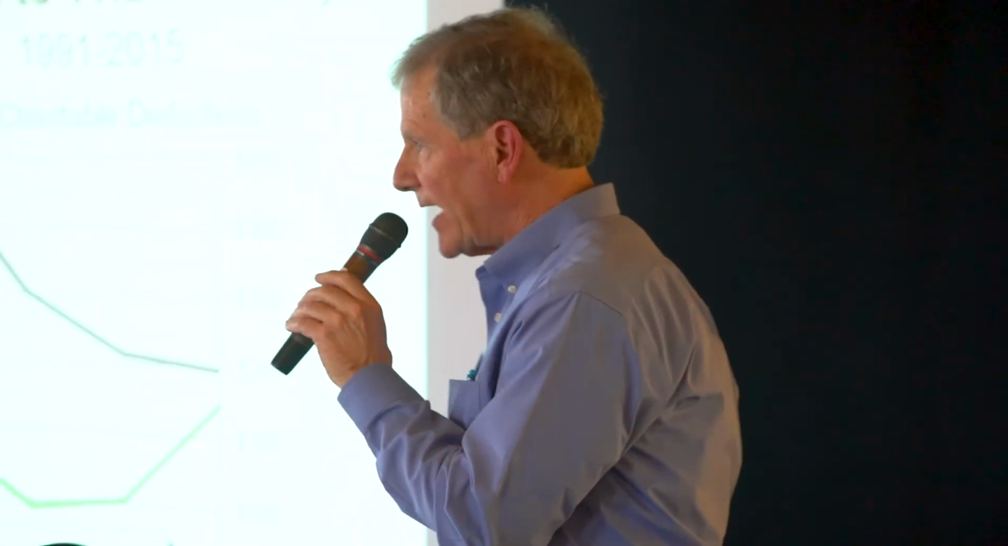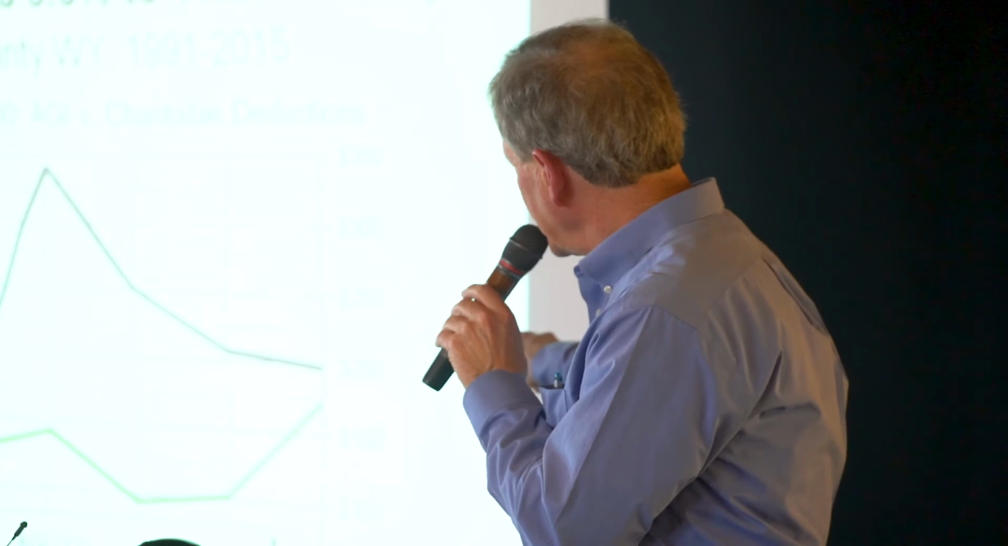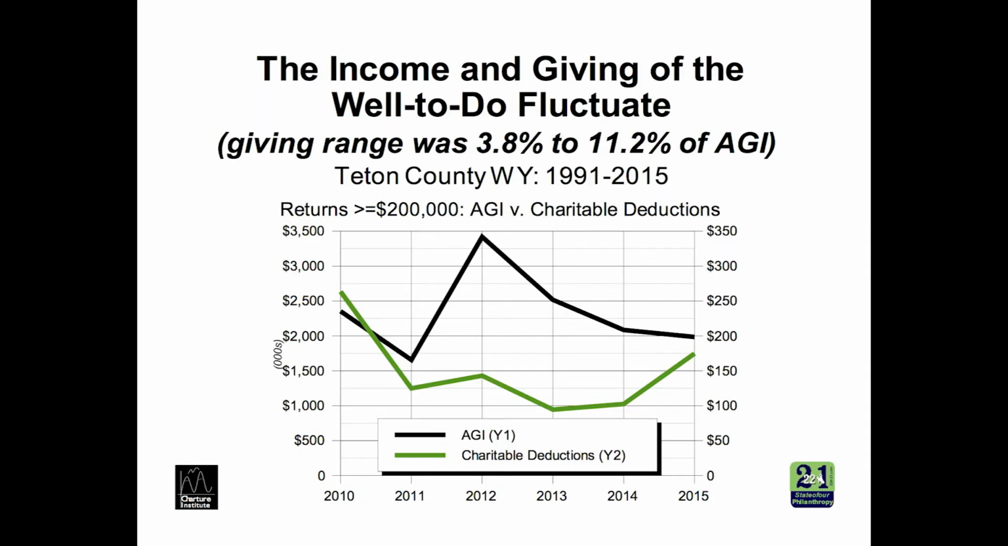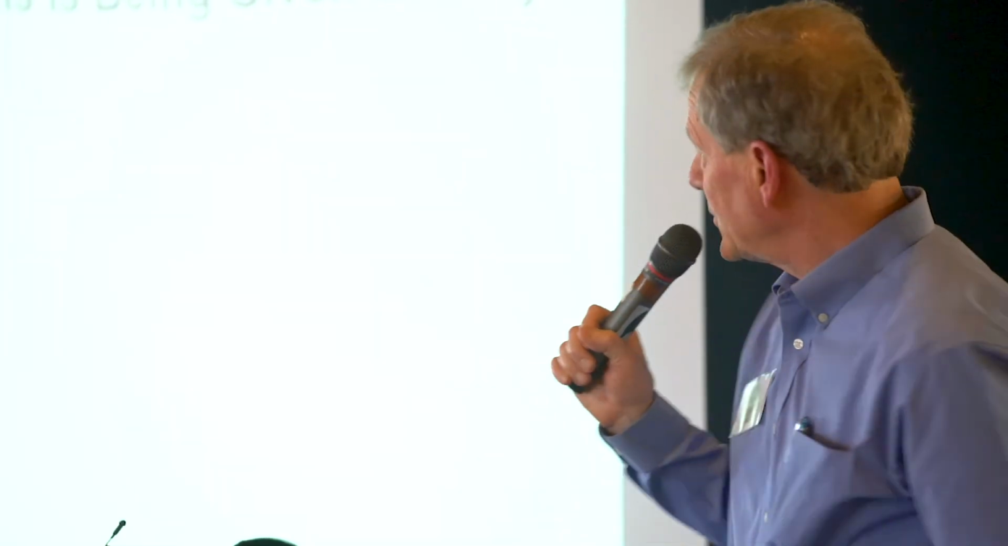Again, that was a 6-year average. In 2011, the folks making a lot of money in our community gave under 4% of their total adjusted gross income to charitable giving. Another year, in 2010, it was up over 11%. So there are wide swings in the amount of giving among our charitably minded, well-to-do people.